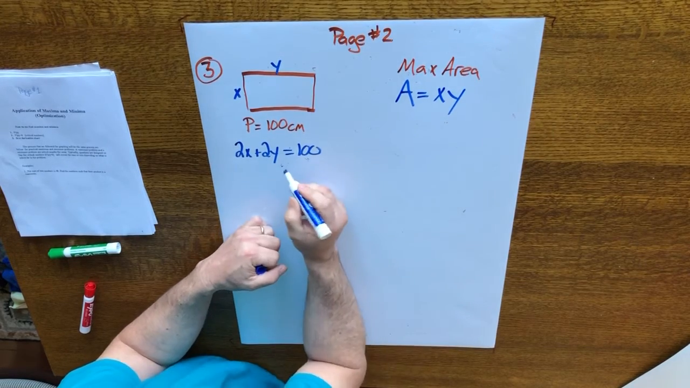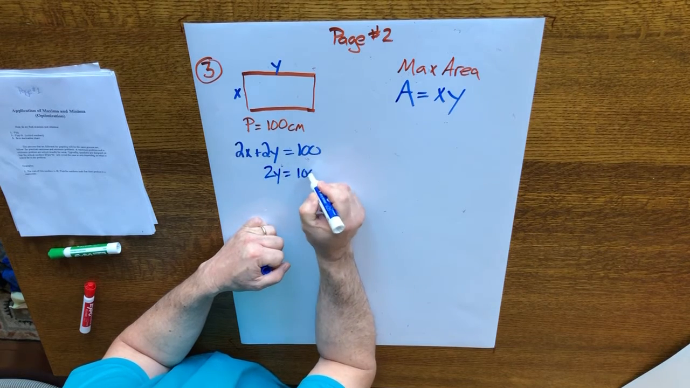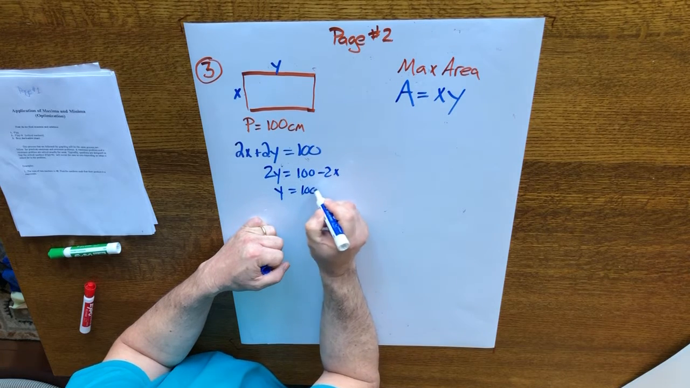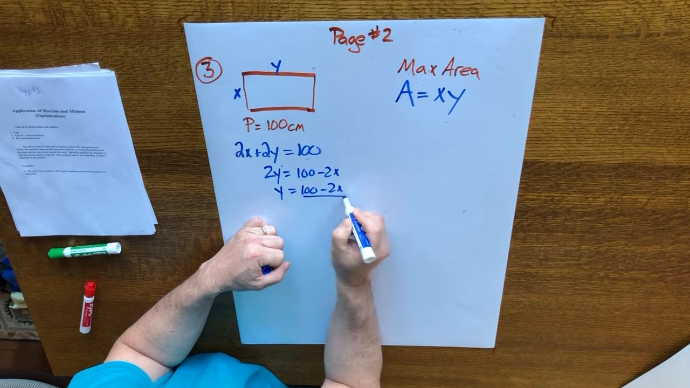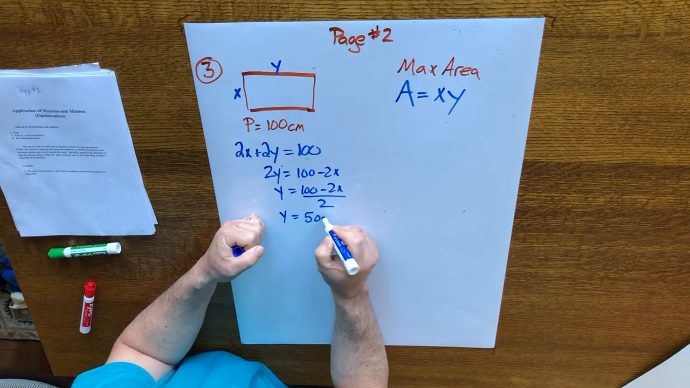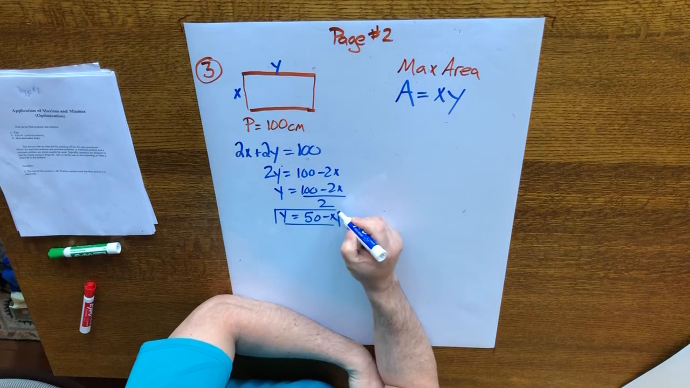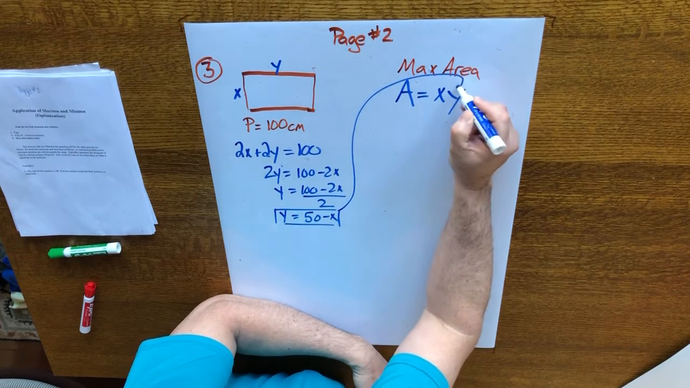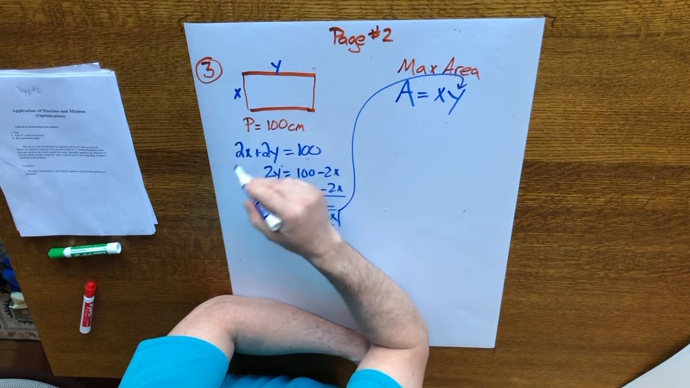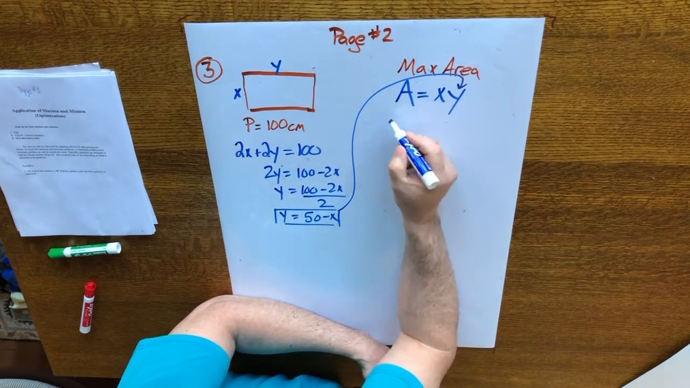So we're going to take our known relationship and solve it for one of the variables. 2y equals 100 minus 2x. So y equals 100 minus 2x all over 2. y equals 50 minus x. So we take that known relationship, solve for y, and we substitute it right in here. Just a quick point, you could solve this one for x the same way and substitute in for x here, but this is what I've done.